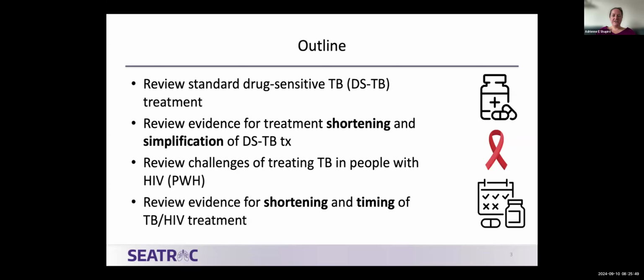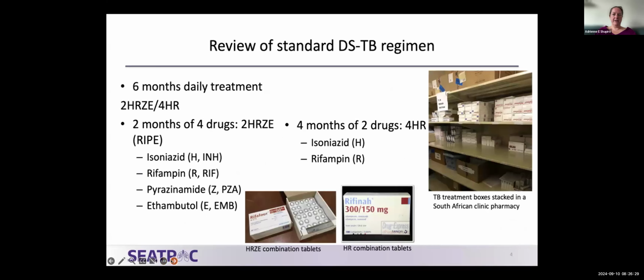We'll discuss the challenges of treating TB in people living with HIV, because TB still remains the leading cause of death globally for people living with HIV. So although most TB in the world is not in people living with HIV, it is the leading cause of death in people with HIV. So it's particularly important to find regimens that are appropriate and accessible and able to treat TB for people living with HIV. And then we'll talk about the evidence for shortening treatment and the evidence that dictates the timing of co-treatment of TB and HIV for people living with HIV.